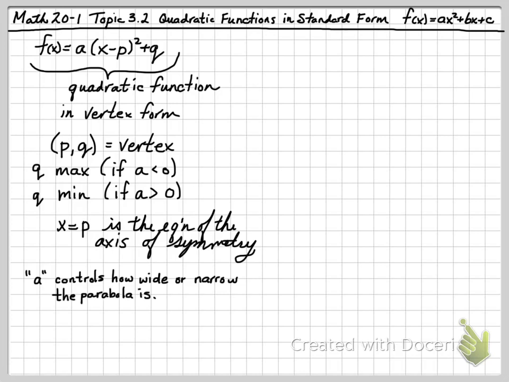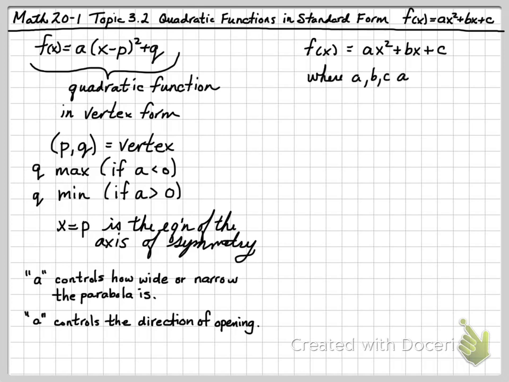Now, the a value controls how wide or how narrow the parabola is going to be. A also controls the direction of the opening, whether it opens up if a is positive, or opens down if a is negative.